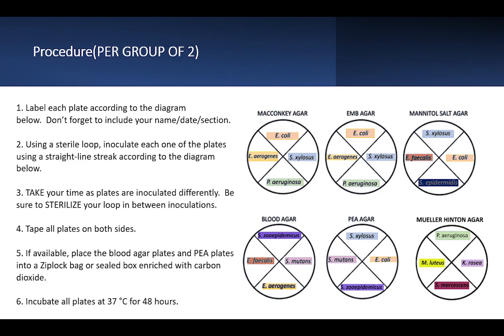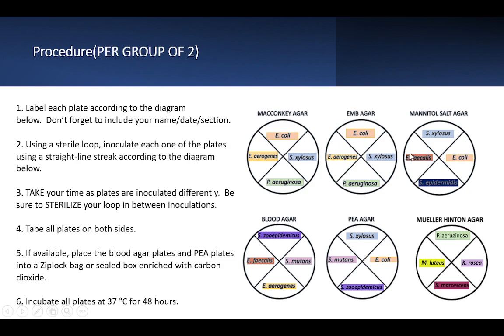So very, very carefully make sure you guys inoculate them and make sure that you have enough space between them. Once you guys do all of your inoculations, it's really important to sterilize your loop in between inoculations. You will then tape all the plates together in a stack, with the exception of blood agar and PEA plates.